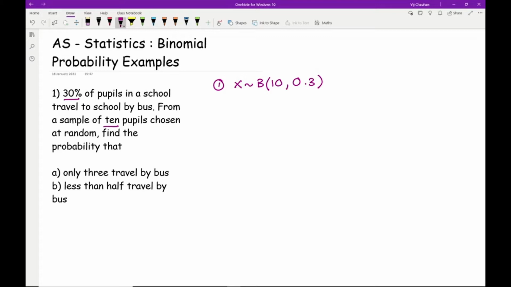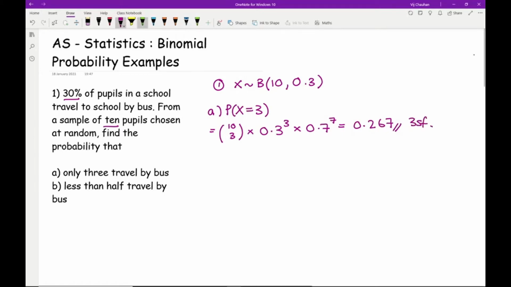So going to this particular question, what I actually need to work out is the probability that X equals 3. For this, I'm first of all going to find out how many combinations of 3 out of 10 there are, so I need to use the nCr function on my calculator. Then it's the probability of a success, which is 0.3, to the power of how many successes I want, which is 3, times the probability of a failure, which is 0.7, to the power of the number of failures I want out of 10, which is going to be 7. If I type that all into my calculator, I get an answer of 0.267 to 3 sig fig.